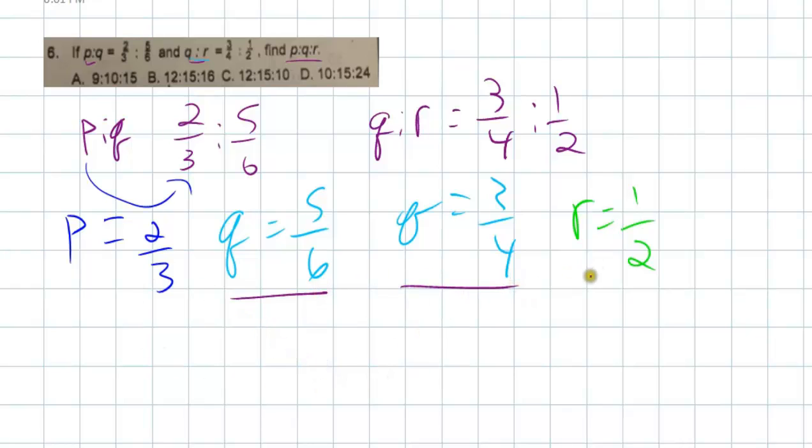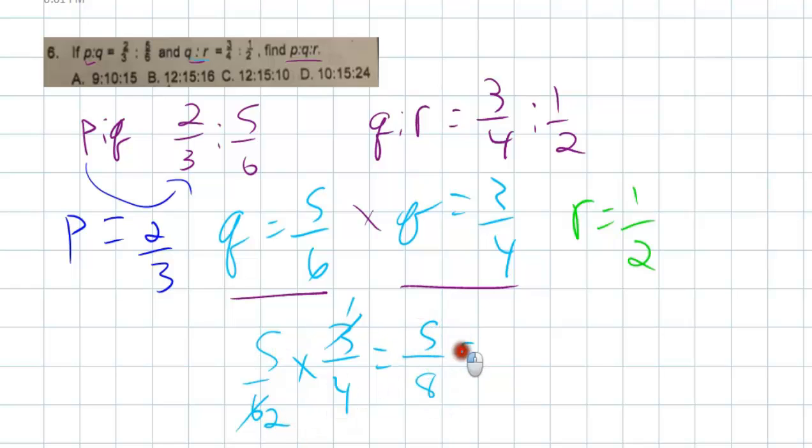To compare all three of them together, what we need to do first is multiply these two values. So for Q, I'm going to say 5/6 times 3/4. Okay, so 5 times 1 is 5, 2 times 4 is 8, and now Q is 5/8, okay?